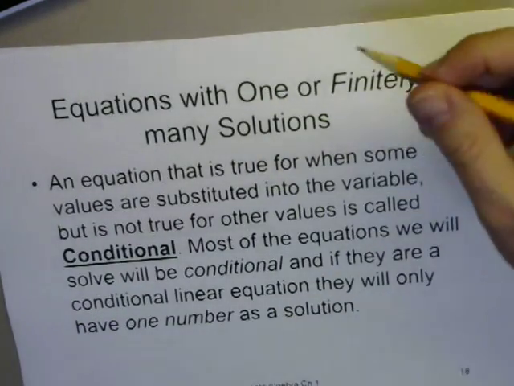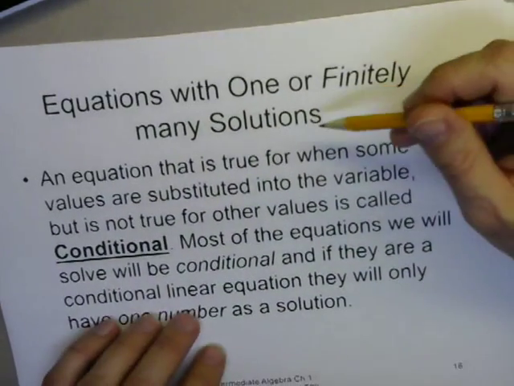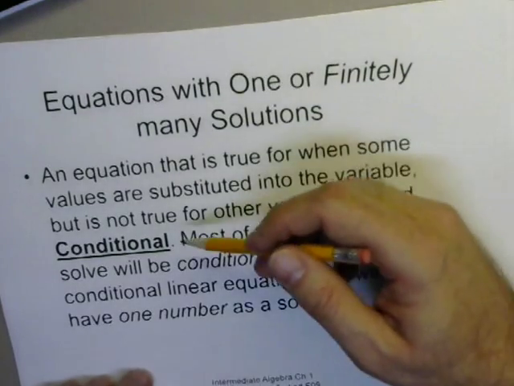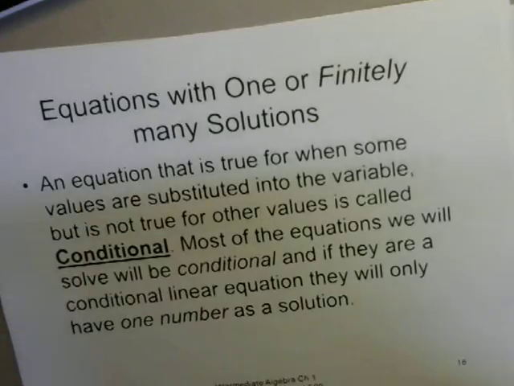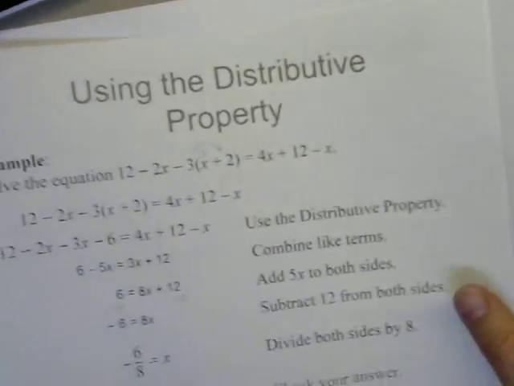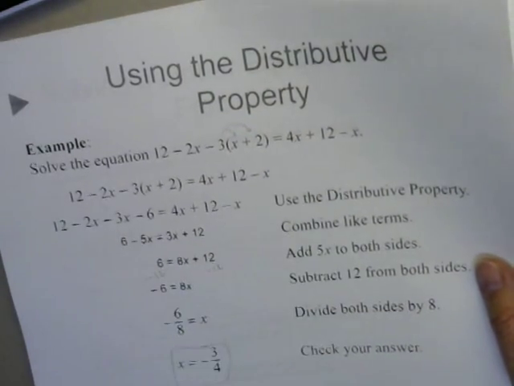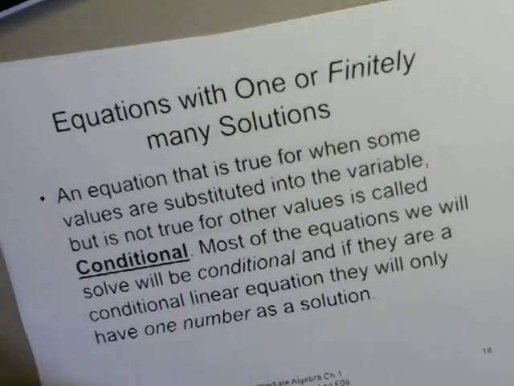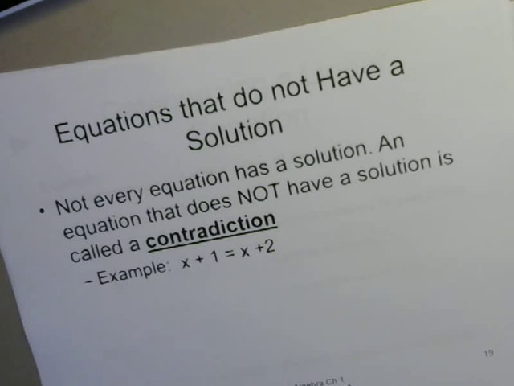So let's look at equations with one or finitely many solutions first. Like I said, we've already looked at a lot of those, but remember, those would be conditional equations. So I don't think we'll look at any particular examples there. But here's an example of a conditional equation. You can stick negative 3/4 in for x to make both sides equal, and that's the only number you can put in there. So let's concentrate on equations that don't have solutions.